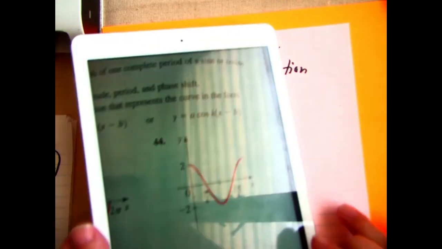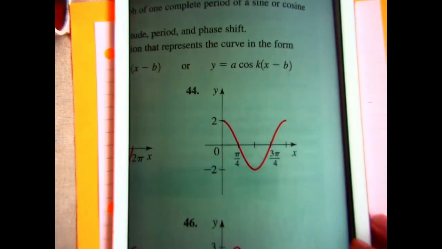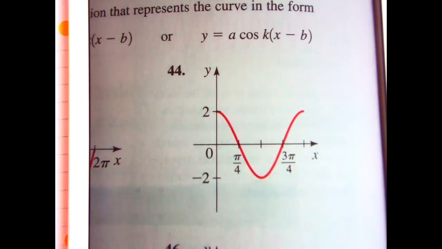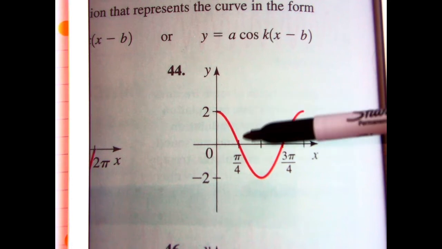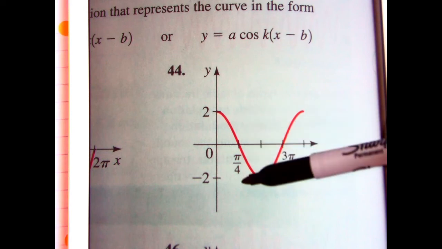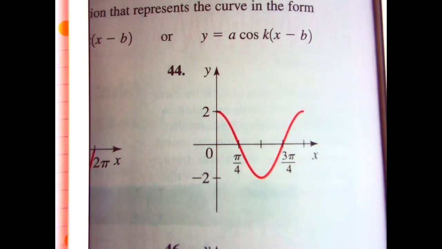So just be aware of that. Last problem we're going to do together. I'm going to give you a picture of a graph, and I want you to write the equation. So here is a problem from your book. They're giving you the graph, and they want you to write the equation. So basically, we need to identify the amplitude, we need to identify the period, and any possible phase shift. So we need to identify those three things.